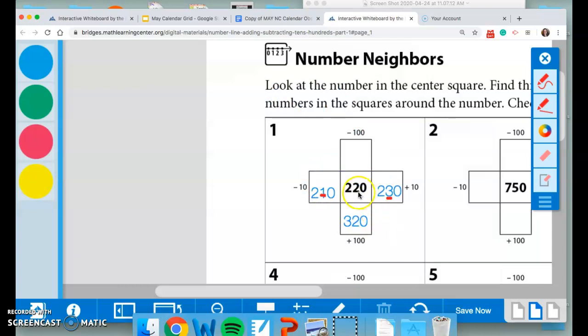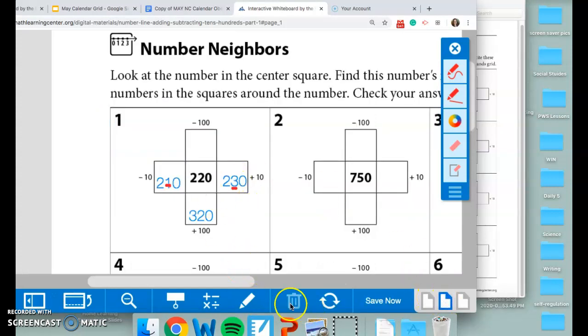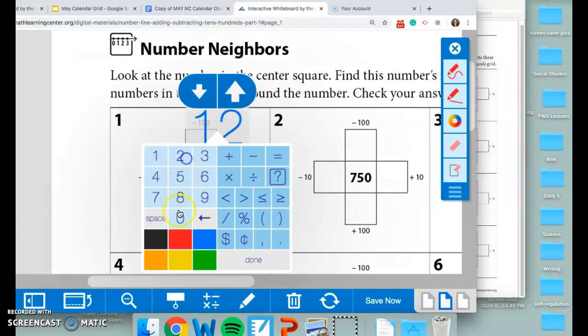Great, now let's take a look at what happens when we subtract 100, going back to our thousands grid. So back at our thousands grid, we'll reset to 220, and we're going to subtract 100, and we land at 120. So we will fill that in, 120.